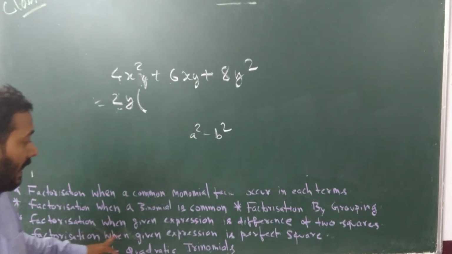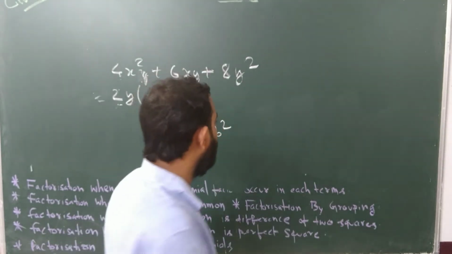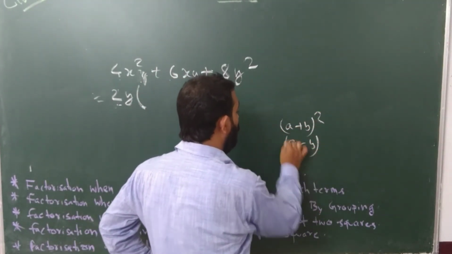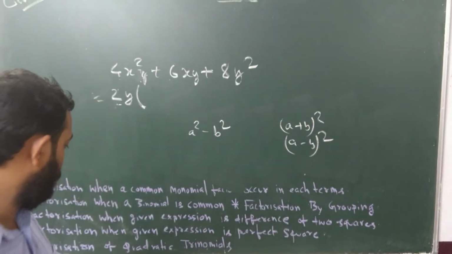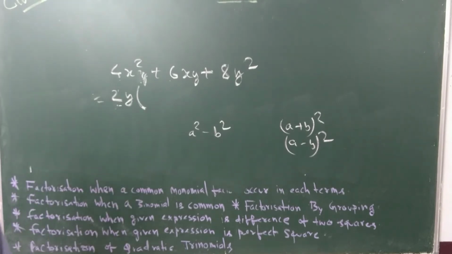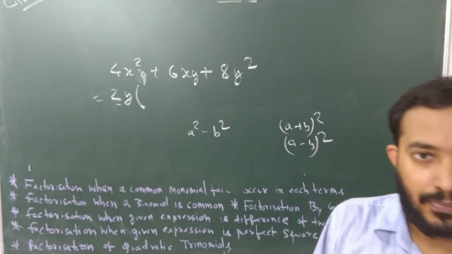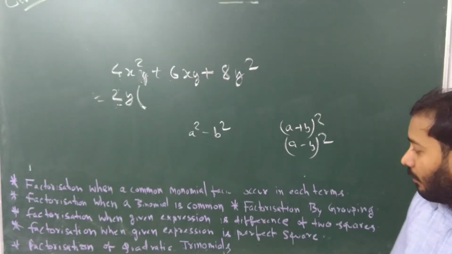Third one, the expression is a perfect square. That means (a plus b) whole square or (a minus b) whole square. We'll use this too. And the last one is very much important. Sometimes we call this the splitting method, the middle term splitting method. We'll see this one. So for this, factorization of a quadratic trinomial.